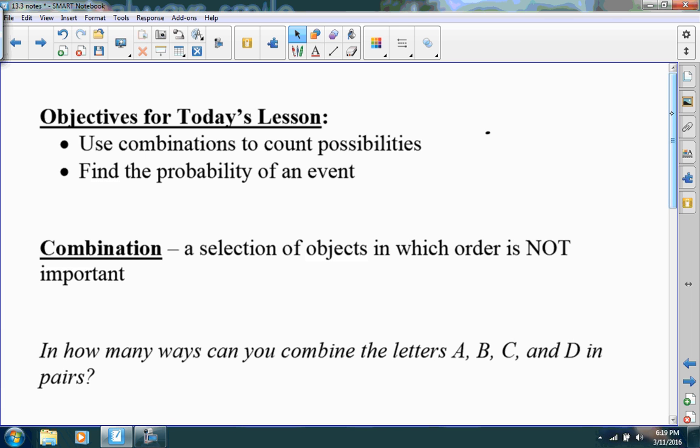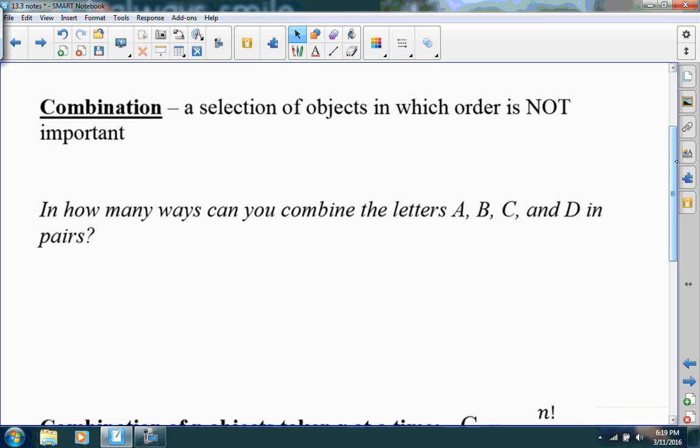So a combination is a selection of objects in which order is not important. Order does not matter. Okay, so order does not matter. Order is not important for combinations.